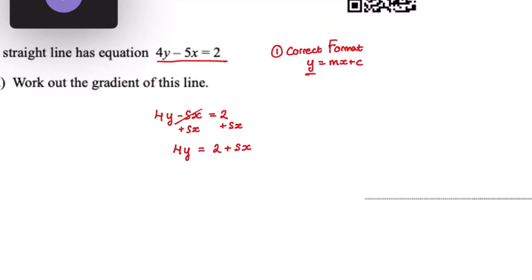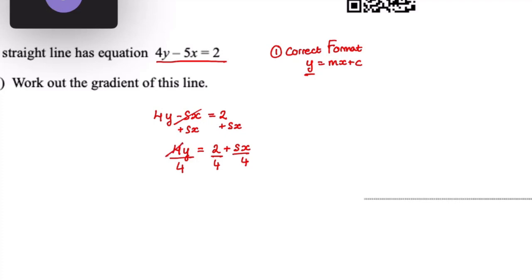Now we want y to be by itself. We don't want this annoying 4, we need to get rid of the 4. 4 is being multiplied, so to get rid of it, we need to do the opposite of it. We need to divide by 4. Whatever you do to one side, you do the same to the other side, so you're going to divide this by 4 and this by 4 as well.